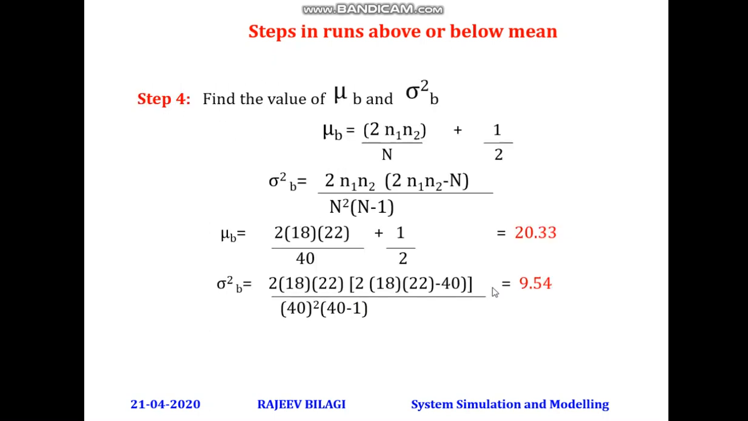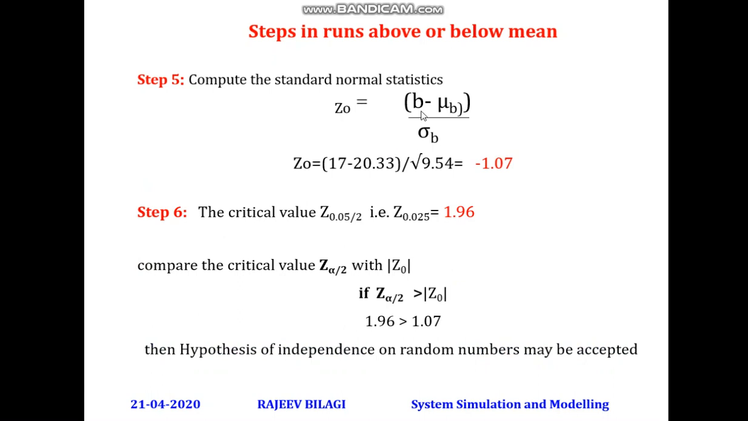After this, compute the value. If you make any mistake in finding out plus and minus, then definitely you will get a different value for b. So please be careful when you are identifying the values of plus, minus and small b. Now z naught equal to 17 minus 20.33 divided by 9.54. Please be careful here. Earlier you have identified the value of sigma square b. So now it is the square root, because I need to find out sigma b, so z naught is equal to minus 1.07.